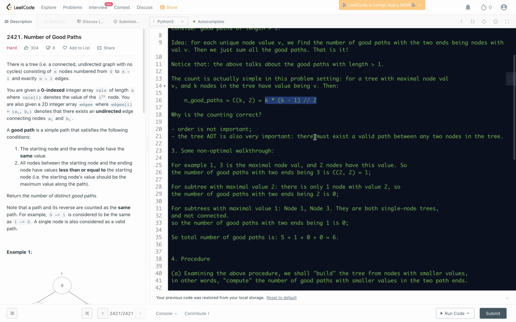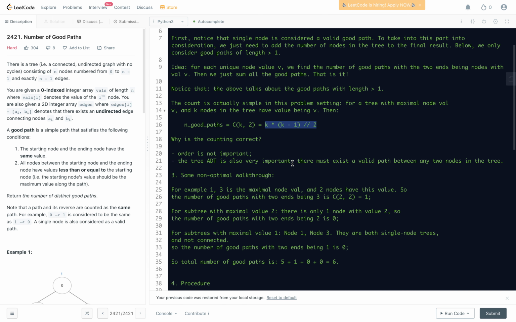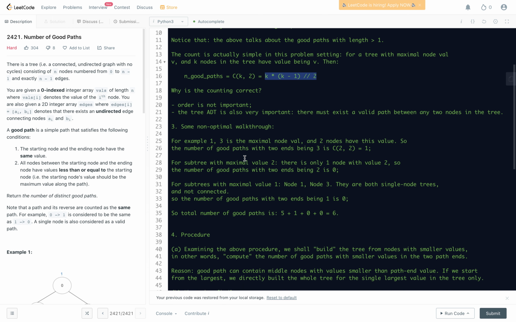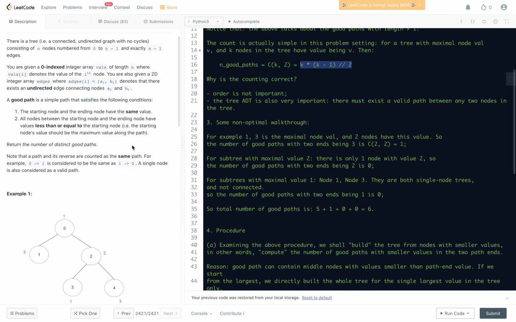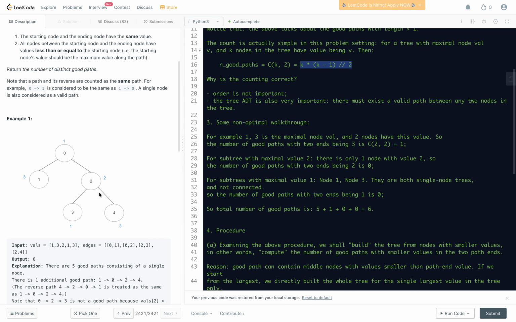So actually there is a unique simple path between any 2 nodes. So that's why we have this counting, right? So this is the main idea and the counting. So now let's look at the walkthrough. For the walkthrough, we just make it fast. So for example, let's look at example 1.